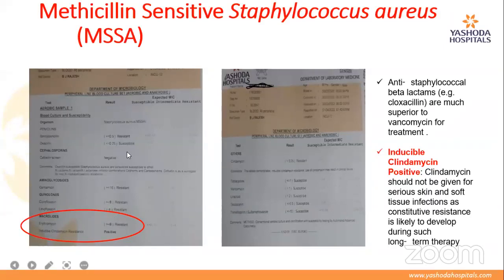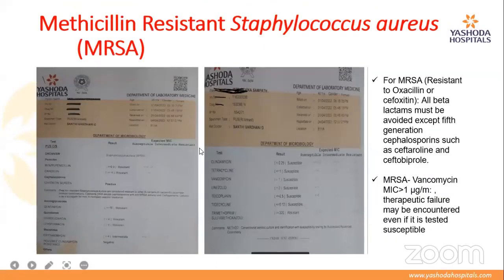And in a case of MRSA, if vancomycin is susceptible, here in this report we can see vancomycin is 1. So that is the MIC value of vancomycin, 1. If it is 1, then it is fine. But if it is more than 1, because our susceptible breakpoint is 2, we consider that if the MIC is 1, it is fine. But if it is more than 1, therapeutic failure chances are more, even if it is susceptible.